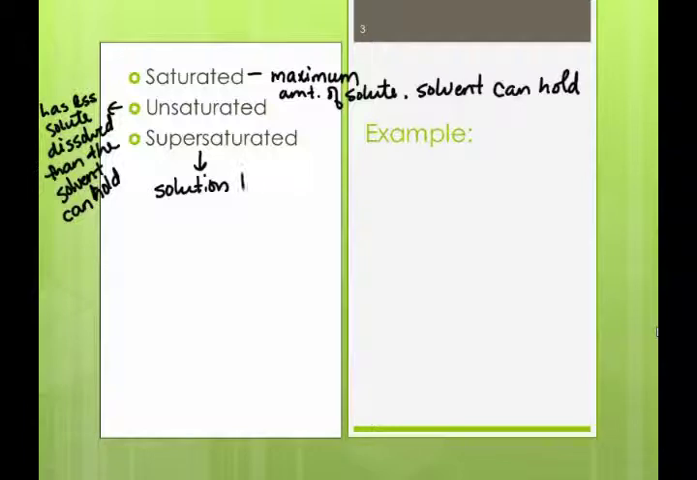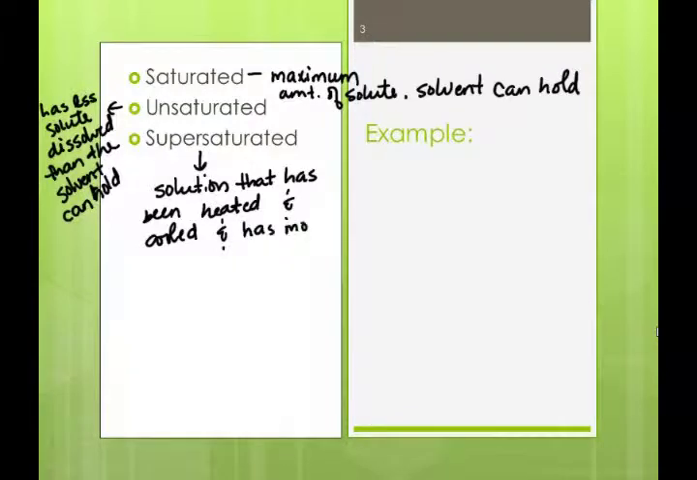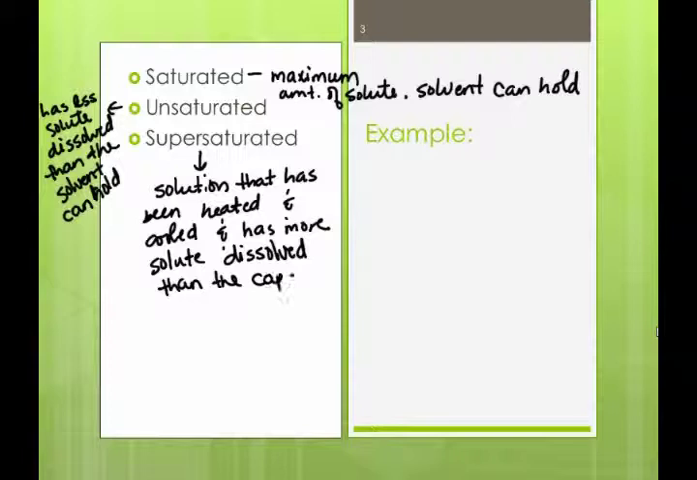So this is a solution that has been heated and cooled, and which has more solute dissolved than the maximum capacity of the solvent.